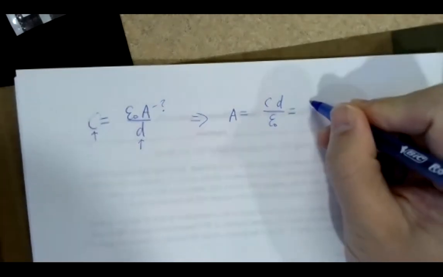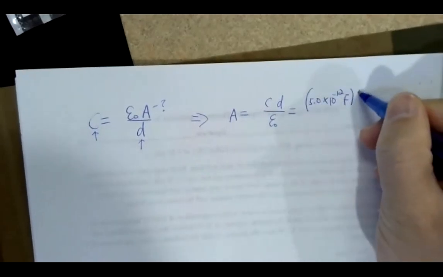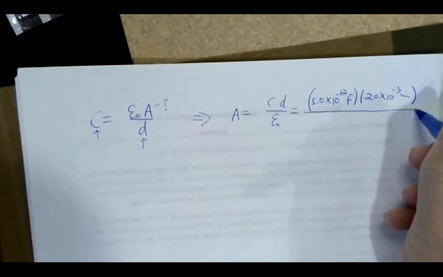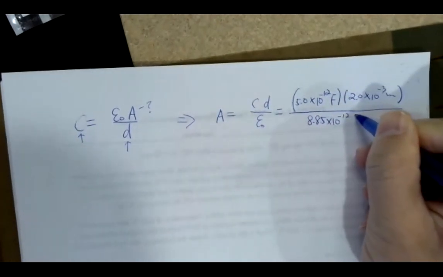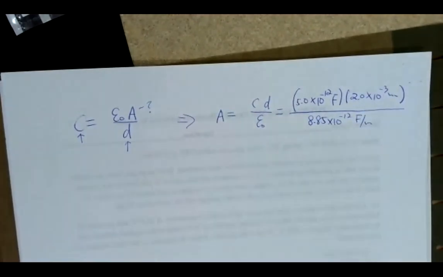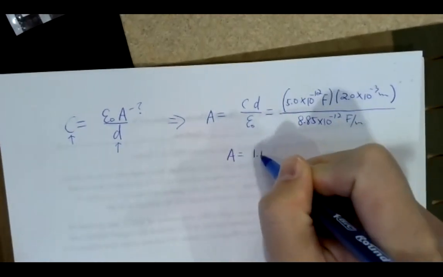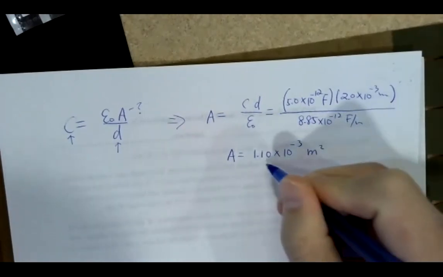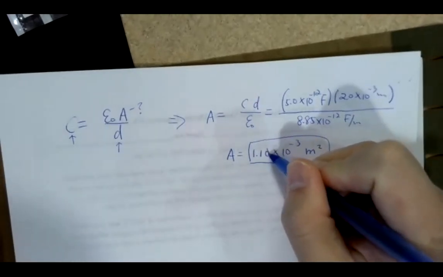So then this is 5.0 times 10 to the negative 12 farad, given 2.0 times 10 to the minus 3 meters. Okay, you convert from millimeters to meters, and then over 8.85 times 10 to the minus 12 farad per meter. So that gives you the area, about 1.1 times 10 to the negative 3 meters squared. I think it's just 1.1, 266.